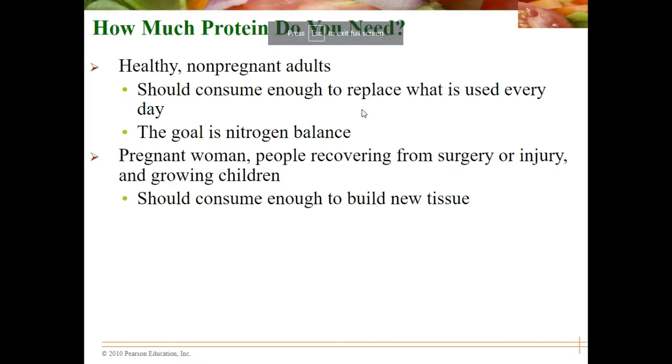Okay. So, how much protein do you need? Healthy, non-pregnant adults should consume enough to replace what is used every day. So the goal is actually nitrogen balance. So pregnant women, people recovering from surgery or injury, and growing children should consume enough to build new tissues. Okay? So what is nitrogen balance, guys? That's protein intake equal to nitrogen output.